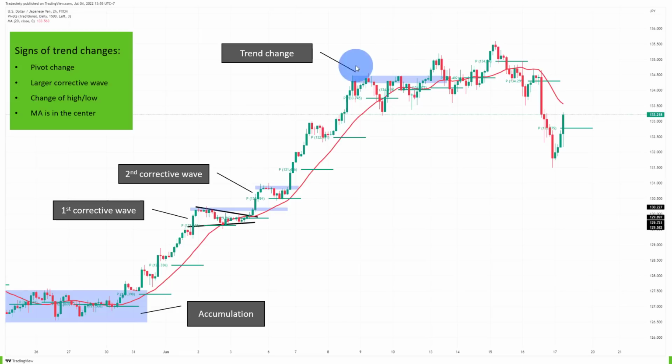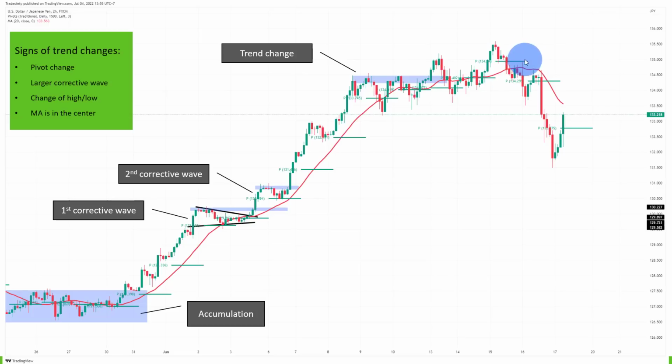Also, we have a larger corrective wave. So the market spends more time going sideways without giving us a clear indication here. Whereas here, corrective waves 1 and 2 took only a very short amount of time. We also see a change of the high and low structure, right? So up until this point, we make a higher low, higher low, higher low, but then suddenly something is changing. Here we are also not as easily able to complete the higher high. Here we are, but then afterwards it changes.